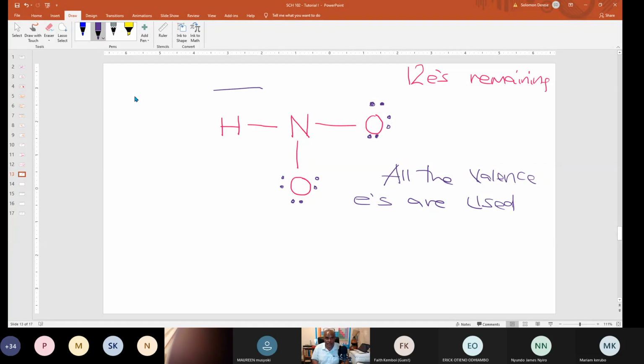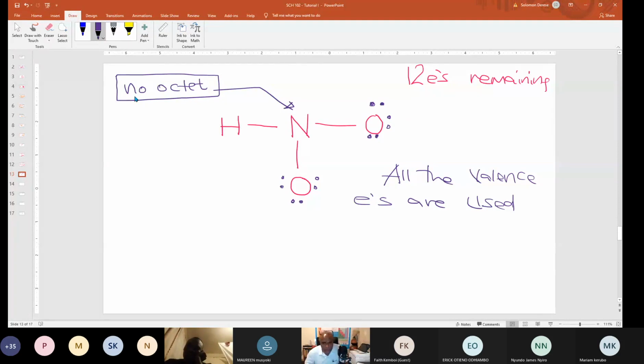But when you look at the nitrogen, it does not have an octet. Now, how can we make sure the nitrogen has got an octet of electrons? By using a double bond. By using two electrons on the oxygen, from a lone pair of electrons on the oxygen, we share them with the nitrogen by forming a double bond, isn't it?